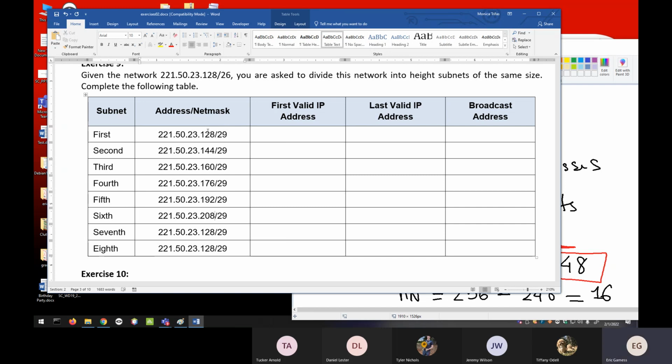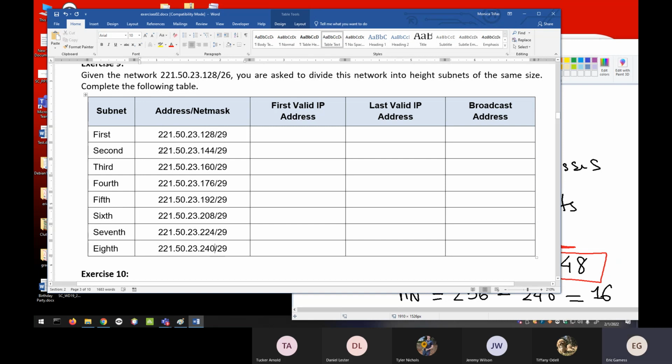208, isn't it? 208 plus 16 will be what? 224. 224 plus 16 will be what? 240. Those are the networks. When I have the magic number, it's easy to find all the networks. If you have all the networks, it's easy to complete the table.